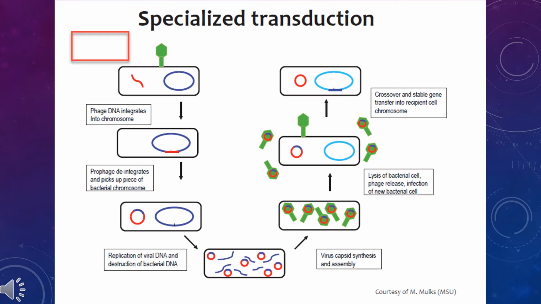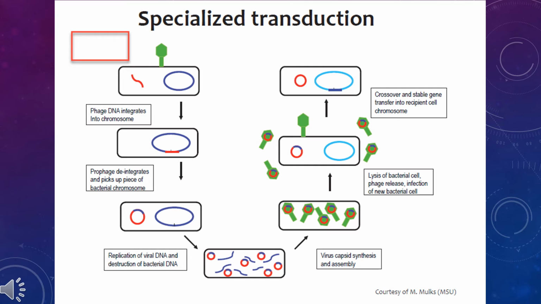Now, upon the induction of prophage, on a very rare occasion, a piece of bacterial DNA near the specific site of insertion remains attached to the phage DNA, and a piece of phage DNA is left behind. And then the replication will follow, and then the assembly of all phages will take place inside the bacterial cell. And then finally, the phages will be released from the bacterial cell by cell lysis.